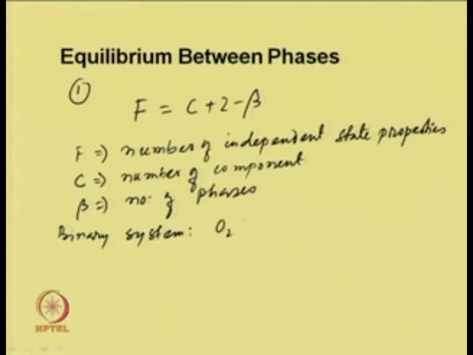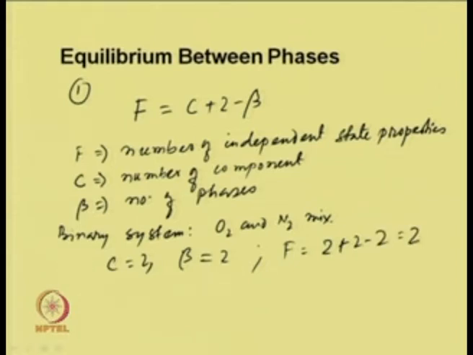an oxygen and nitrogen mixture, a gas liquid system. So, in this case the number of components is 2, and the number of phases beta is also 2. So, F is equal to C plus 2 minus beta, that is 2 plus 2 minus 2, which is equal to 2. So, the independent properties required to specify this system is 2.